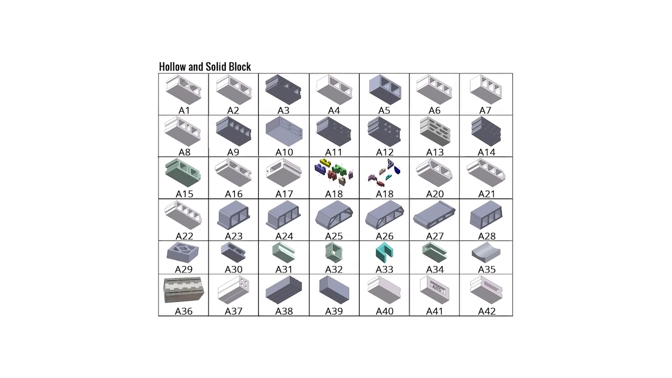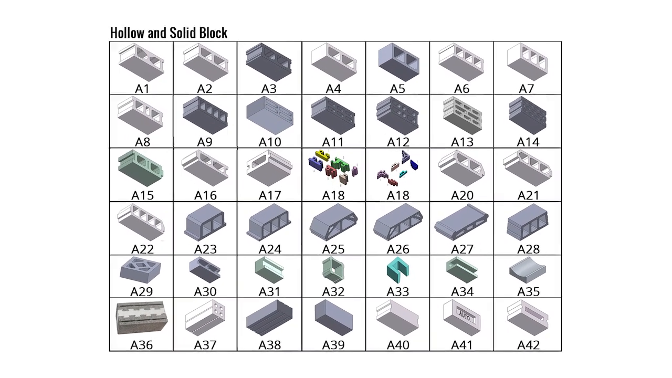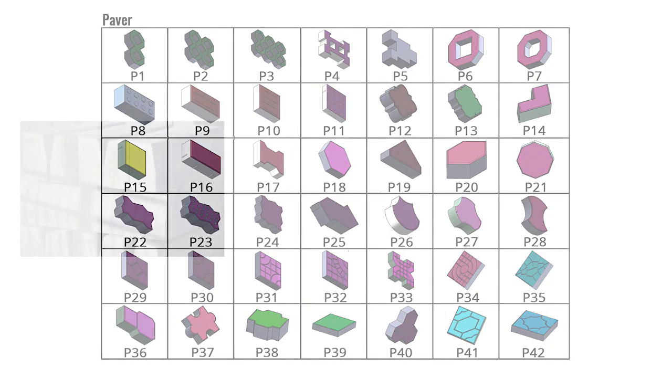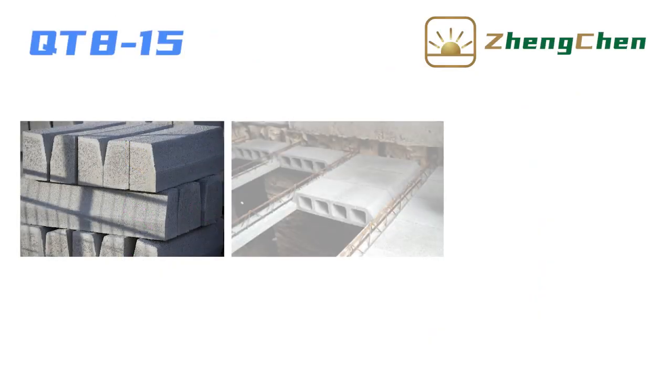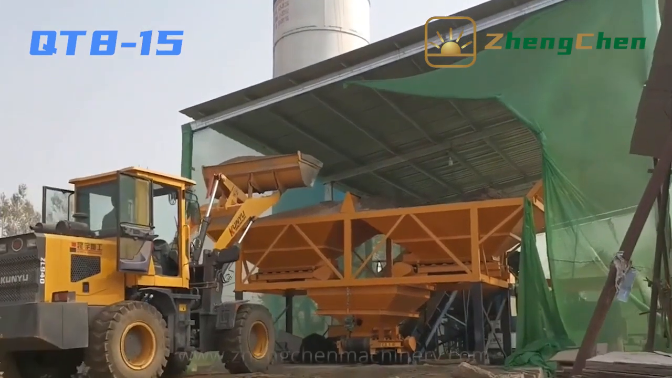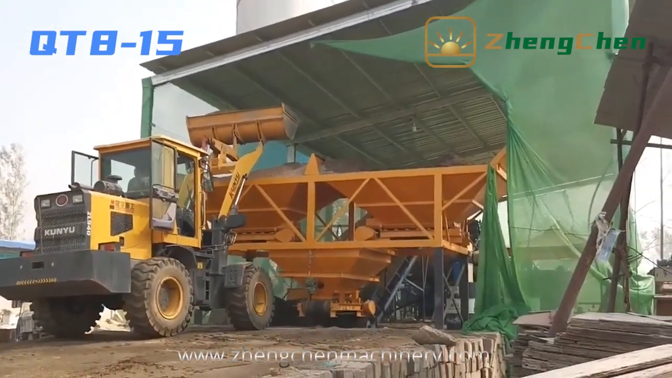The machine can produce many different concrete blocks by changing mold. They include hollow block, solid block, interlocking paver, curbstone, Hourdi blocks, Habiterra interlocking block, and so on. Now, let's go to the block factory together.